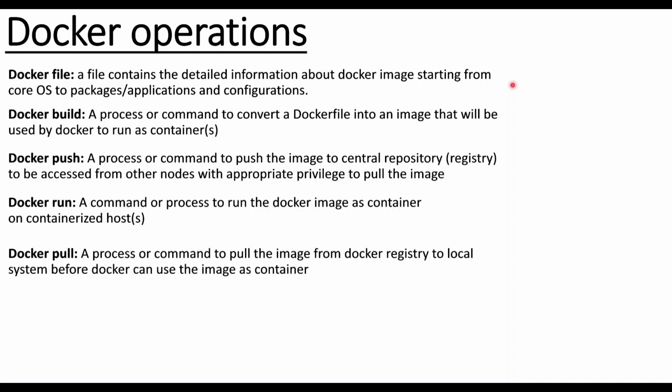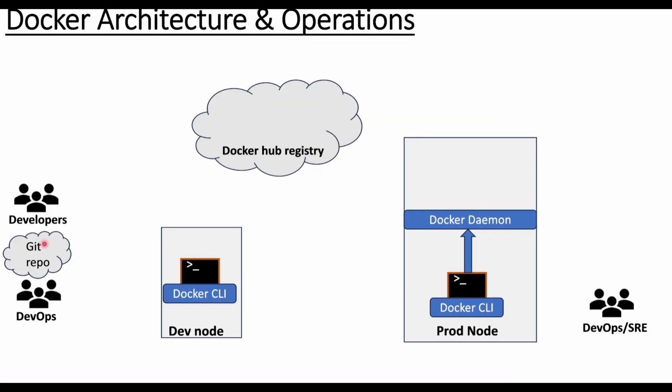Next is Docker pull operation, a process or command that is used to pull the images from Docker registry to the local system before Docker daemon can use the images as the container. Because in order to run the containers, the image must be locally present in the system. That's why pull operation is going to be used.